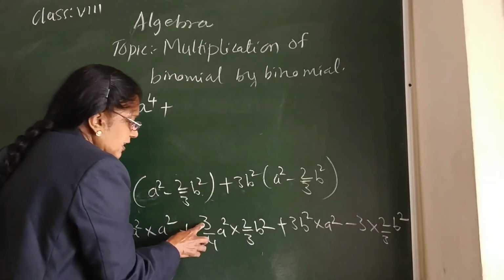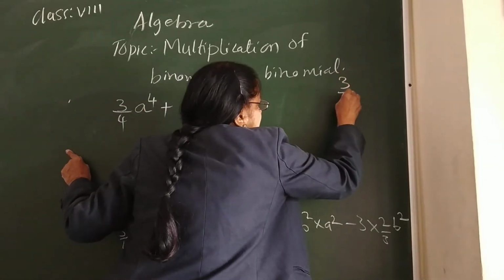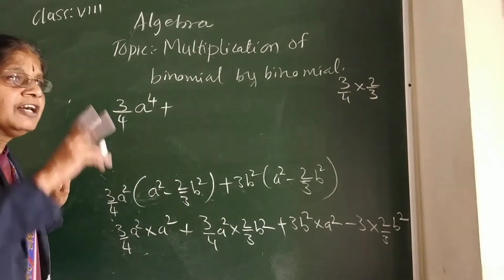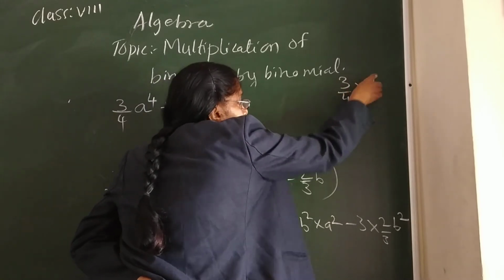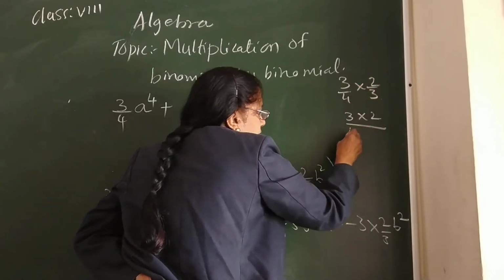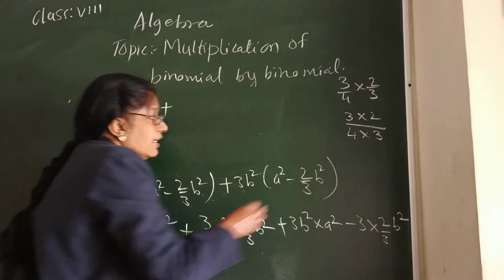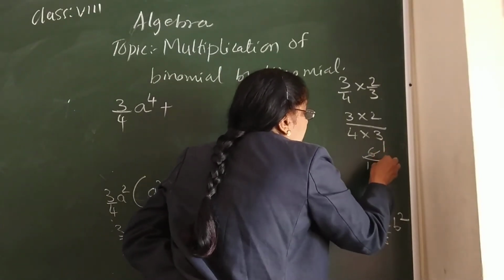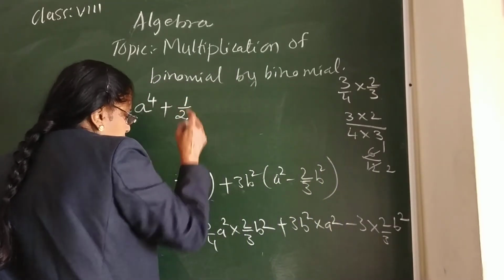Plus sign. Next is what? 3 by 4 into 2 by 3. So I will show over here. 3 by 4 into 2 by 3. Multiplication of fractions: the rule says multiply numerator with numerator, 3 into 2, and denominator with denominator, 4 into 3. 3 2s are 6, 4 3s are 12. You can reduce it. 6 1s are 6, 6 2s are 12. You got it as 1 by 2.